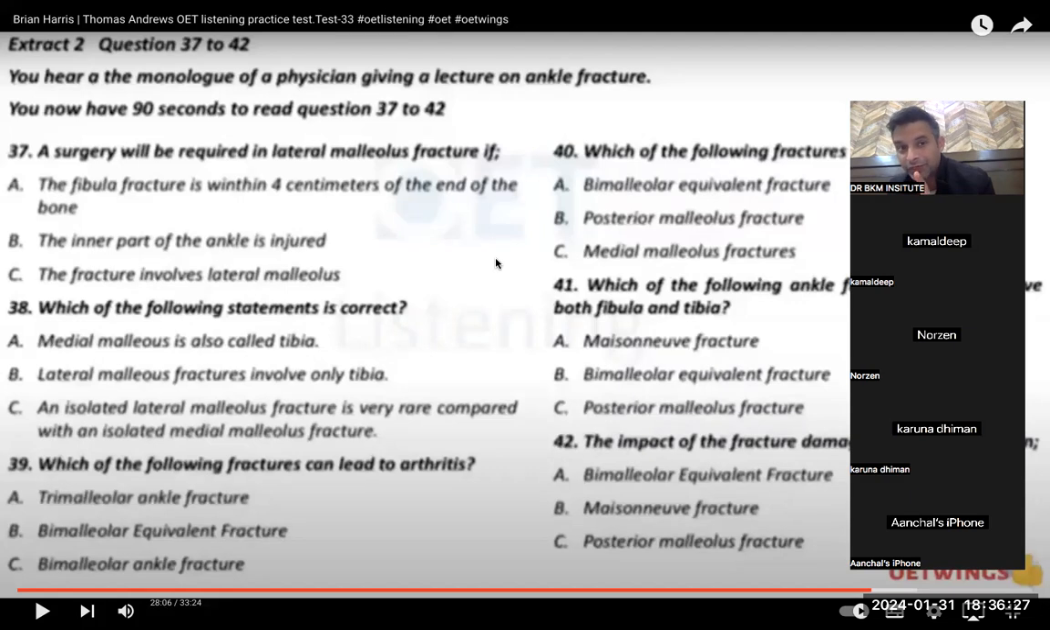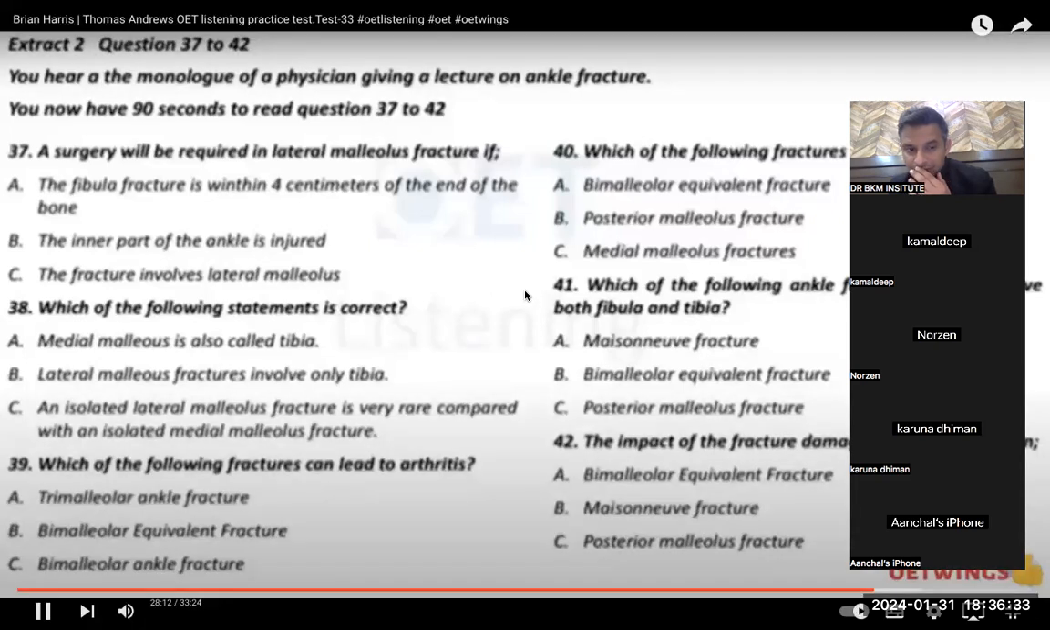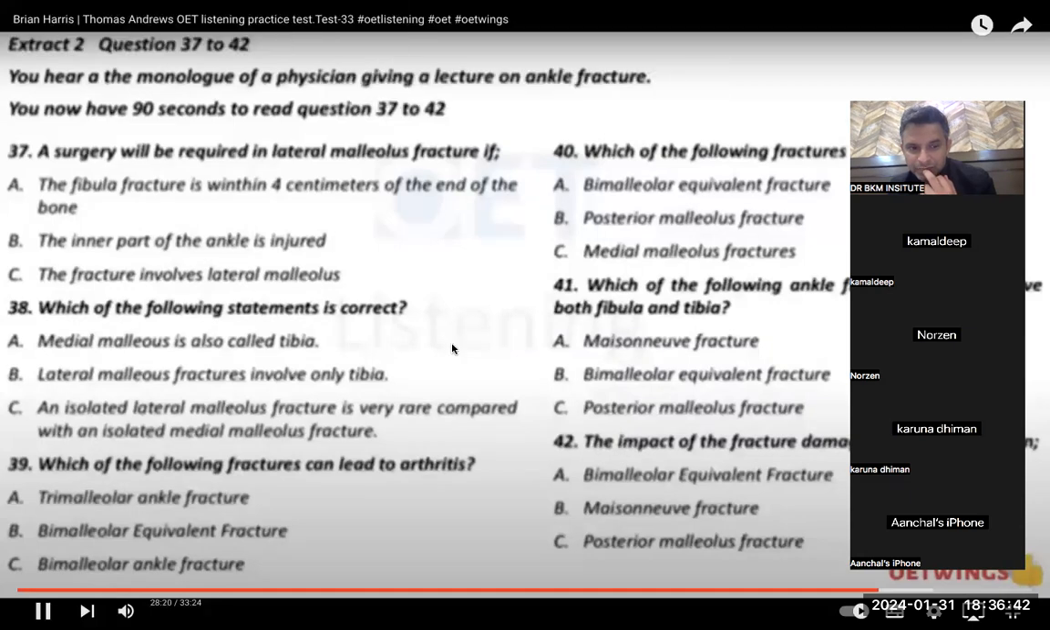One more question before we leave for the day. Medial malleolus fractures involve only the tibia. This fracture occurs to the bone on the end of the tibia, which is called the medial malleolus. An isolated medial malleolus fracture is very rare compared with an isolated lateral malleolus fracture. So I don't think A is my answer, but generally speaking, the medial malleolus is also called the tibia. I don't think it is saying so.